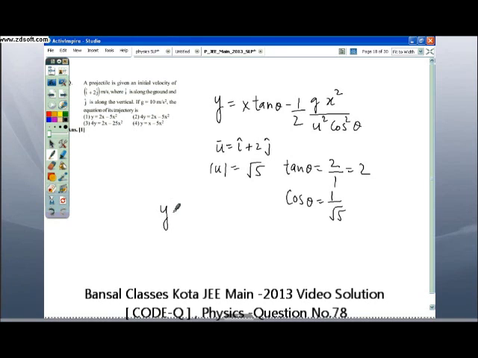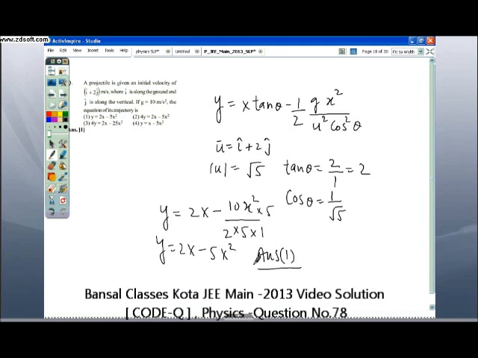Putting these values, y is equal to x tan theta, so 2x, minus 10 x square by 2 into 5 into 1 by 5. So on solving this, we get y is equal to 2x minus 5x square. So answer 1 is correct.